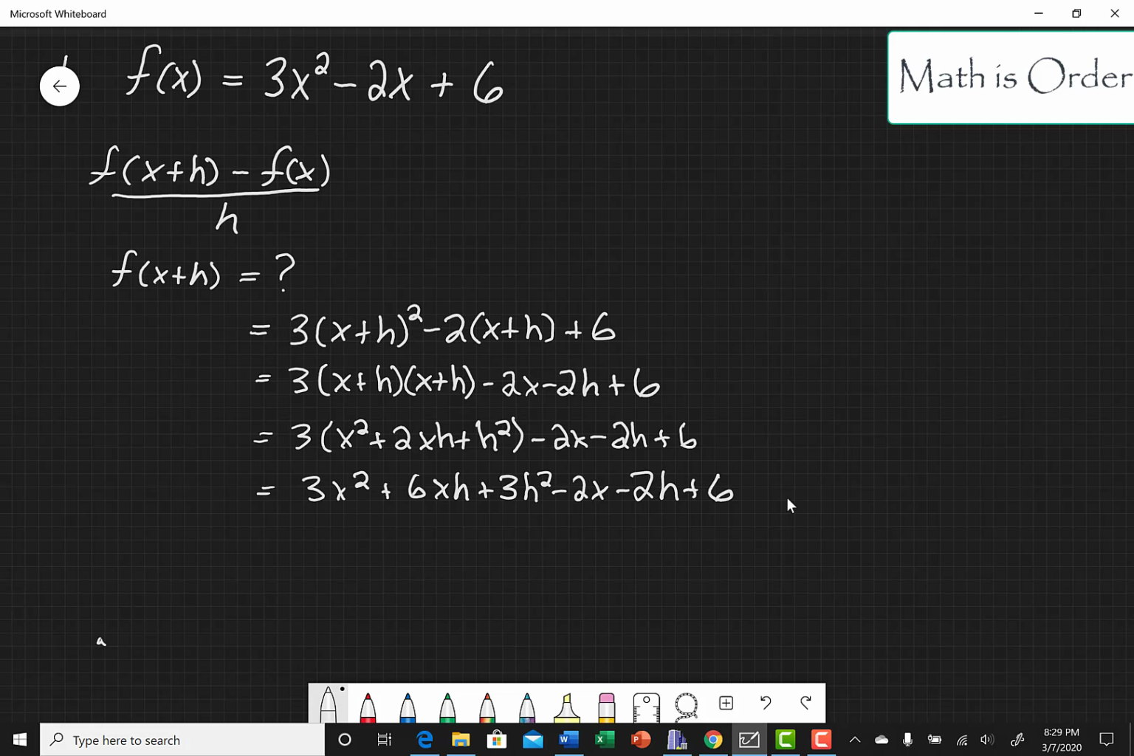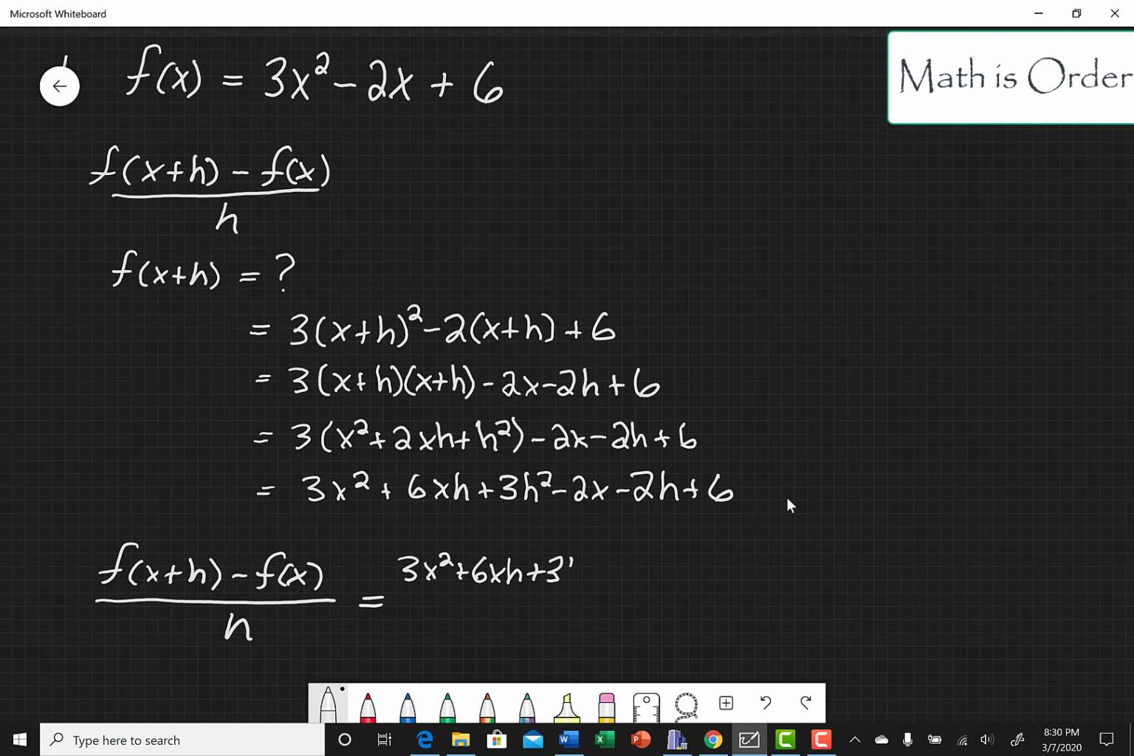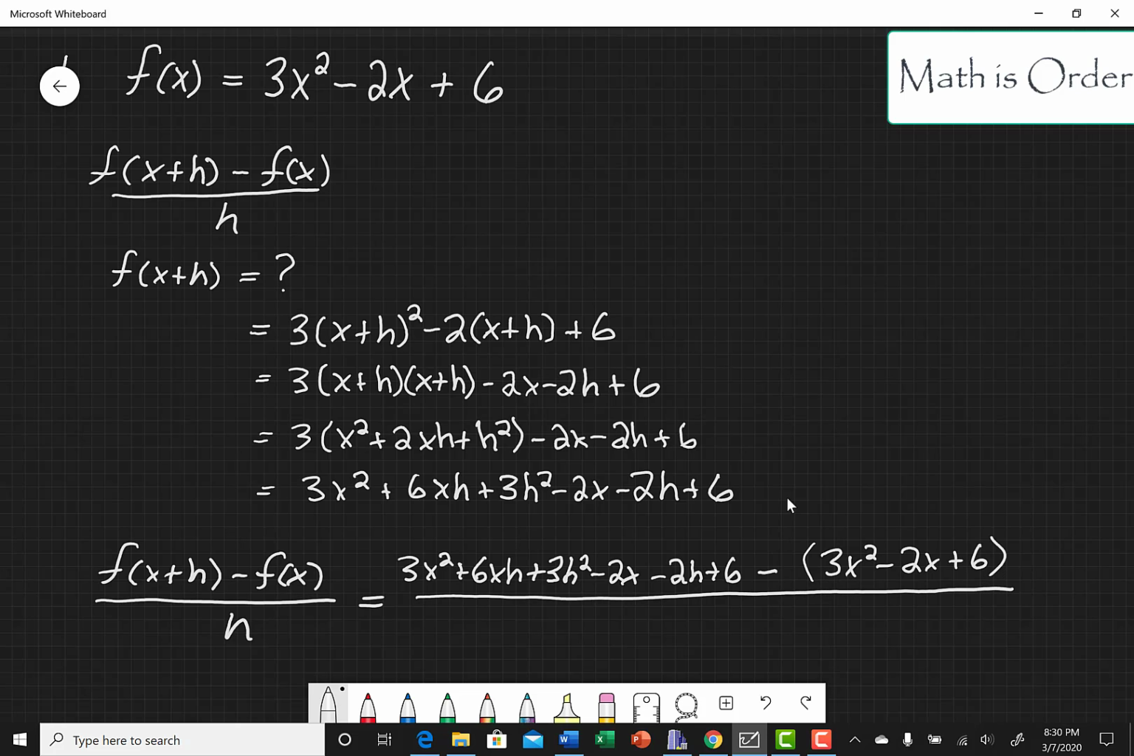So we're going to have f of x plus h minus f of x equal to 3x squared plus 6xh plus 3h squared minus 2x minus 2h plus 6 minus 3x squared minus 2x plus 6. All of this is over h.